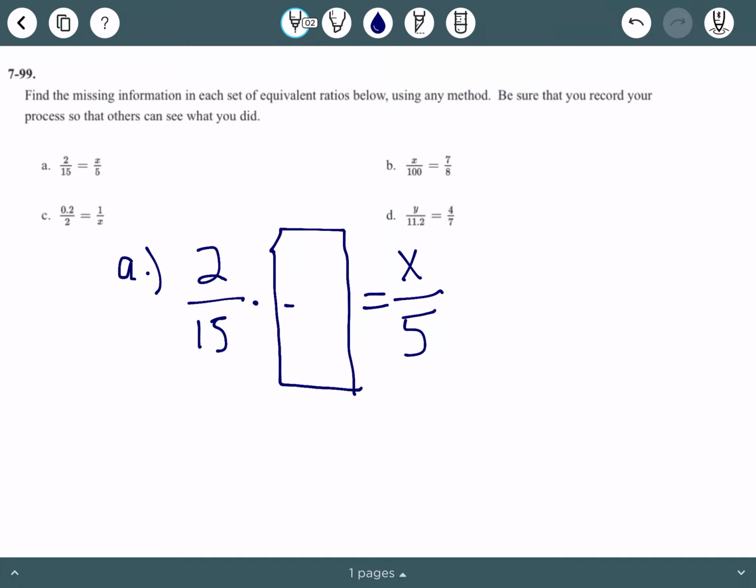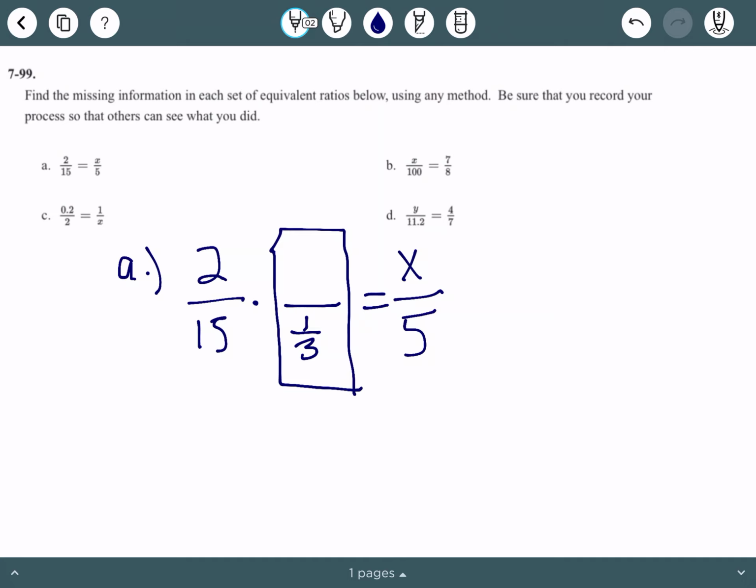So what can I multiply 15 by to get 5? Now be careful. It's not what we're multiplying 5 by to get 15. It's what can we multiply 15 by to get 5. There's a difference. So if you're not sure, you can use the inverse and do 5 divided by 15. And if you do that, you'll get 1/3. I just know in my head that 5 is 1/3 of 15. So I know that 15 times 1/3 gives me 5.